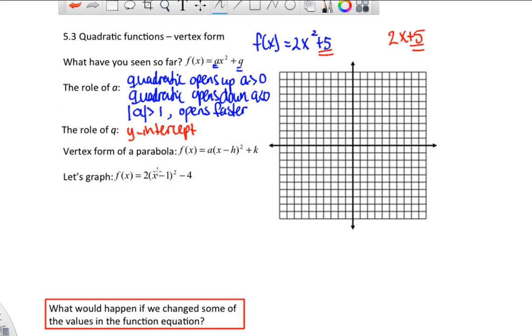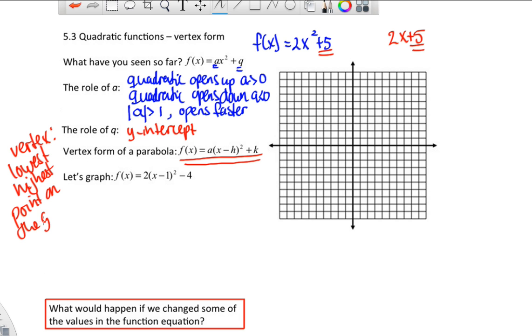Okay? Well, there's another way of writing parabolas, and that's called the vertex form. And the vertex form is right here. If something is given to you in vertex form, then the vertex of the parabola is actually known to us. Now, the vertex is either the lowest or the highest point on the graph.